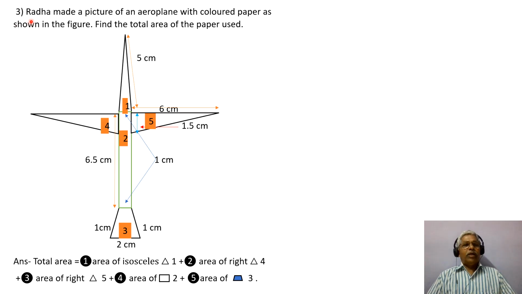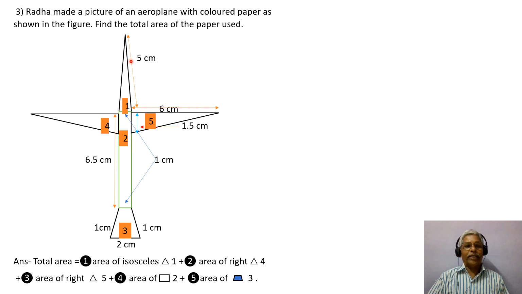Third one, Radha made a picture of an aeroplane with colored papers as shown in the figure. This is the figure. Find the total area of the paper used. Now distribute this figure in different parts, along with the dimensions, and we can calculate.